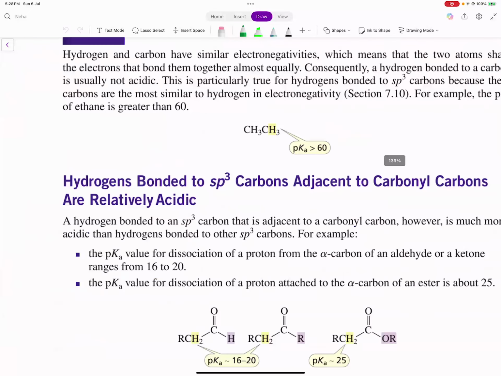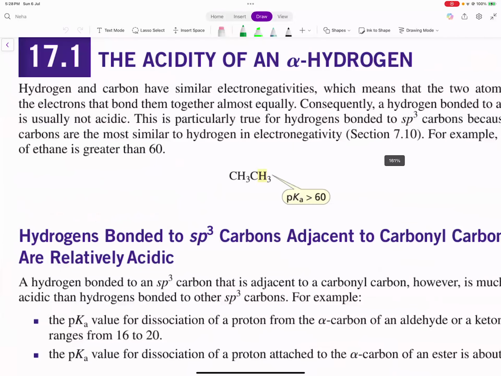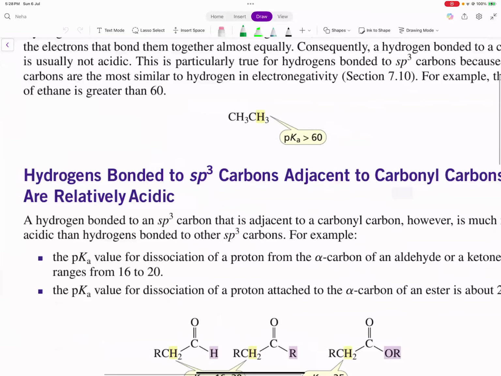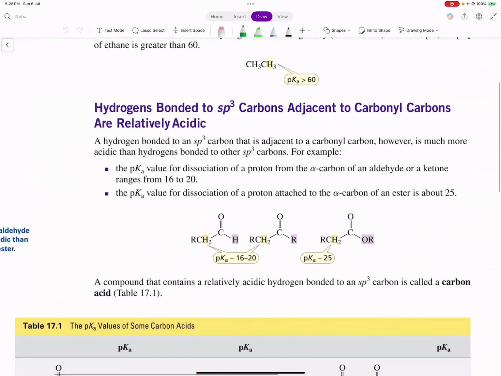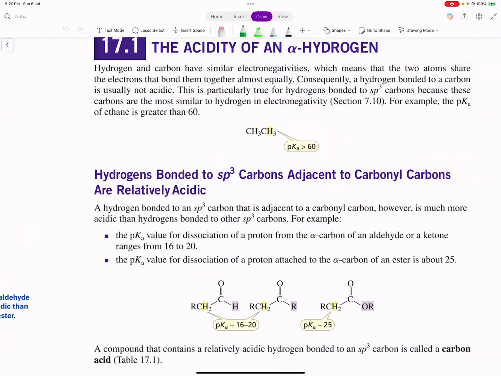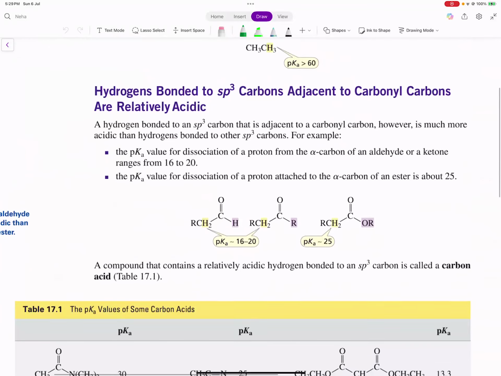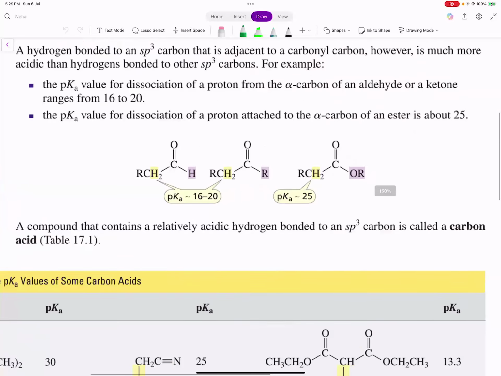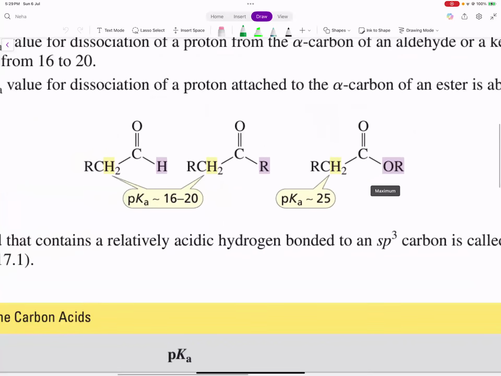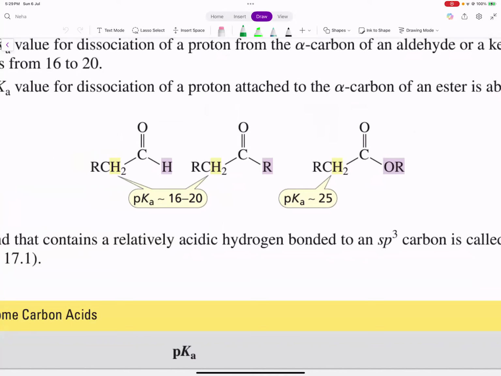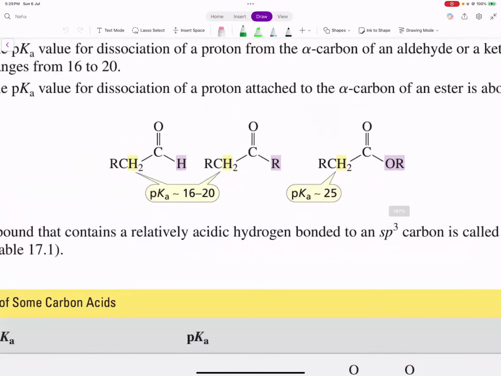See, the acidity of an alpha hydrogen. We know that the pK of ethane is greater than 60, right? And so the hydrogens which are bonded to sp3 carbon are not acidic, right? But look at these hydrogens, they are also bonded to sp3 carbon, but they are quite acidic. Why is it like this? Again, I told you the reason, right?